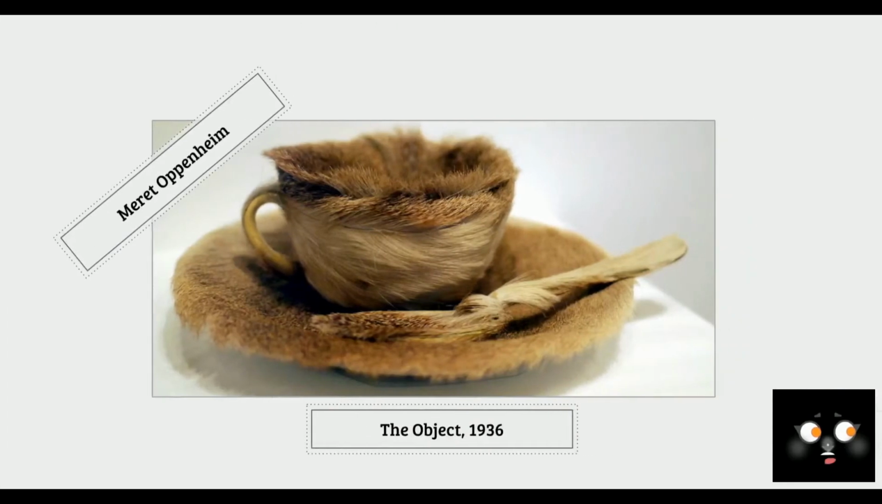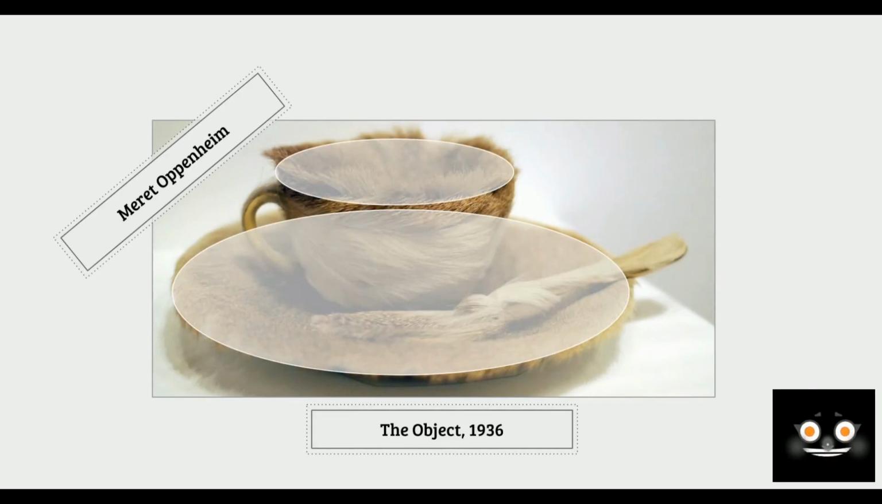Another example of circles is this fur-covered cup, saucer, and teaspoon. This is Meret Oppenheim's work, The Object. She was inspired by a fellow cubist named Pablo Picasso, whom you should know, noticing that anything could be covered in fur after he complimented Oppenheim's avant-garde fur-covered bracelet. You can see the circle of this cup and saucer even through the layers of gazelle fur.